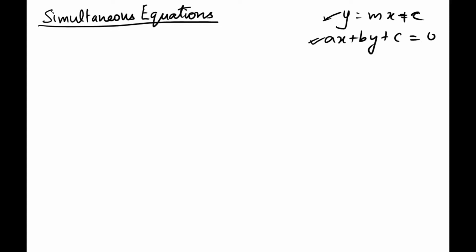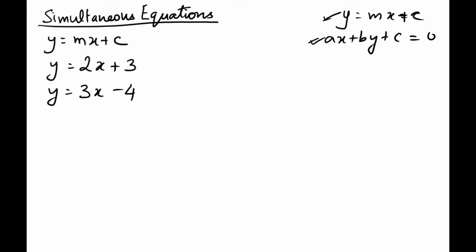As the beginning, we are going to use both the equations in the form y equal to mx plus c, which means we can, for example, say y equal to 2x plus 3 and y equals 3x minus 4. These are the two equations we are going to consider, and we are going to solve these two linear equations. So what does it mean by solving two linear equations?